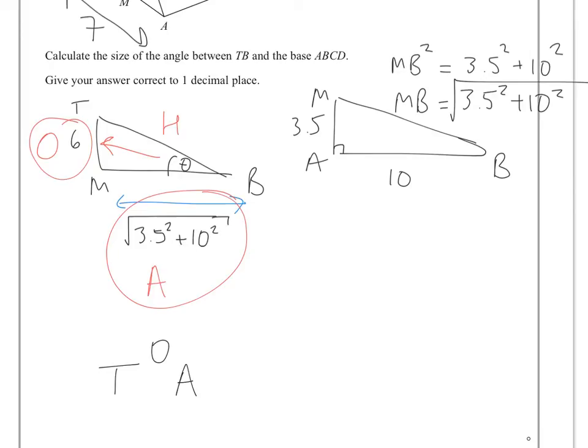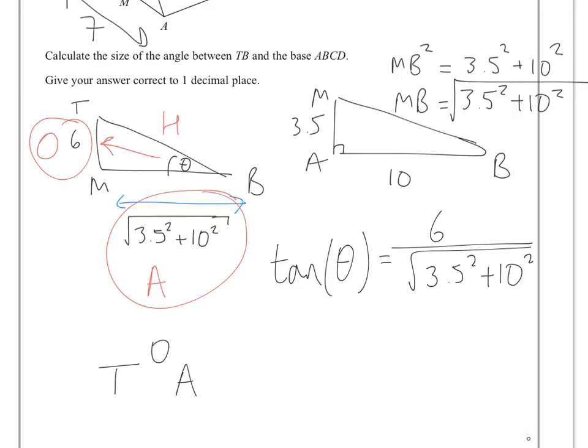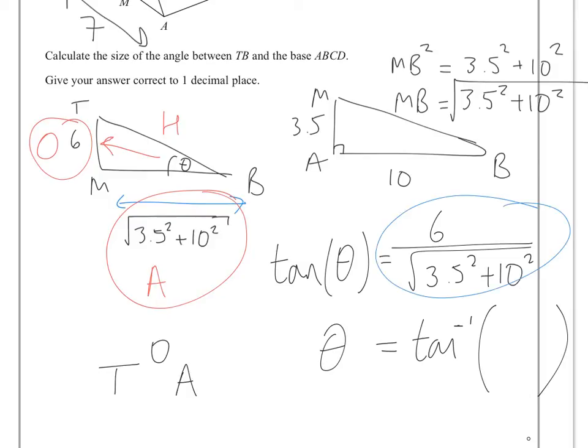If I want to work out the angle, tan theta equals opposite divided by adjacent. 6 divided by the square root of 3.5 squared plus 10 squared. To work out the angle, I inverse tan, so shift tan on the calculator, the result I got before. Inverse tan of this part gives me a value theta of 29.5 degrees to 1 decimal place.